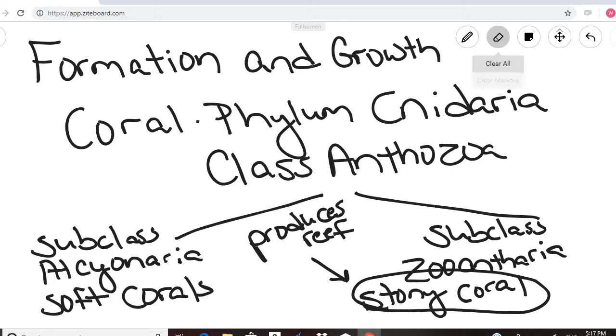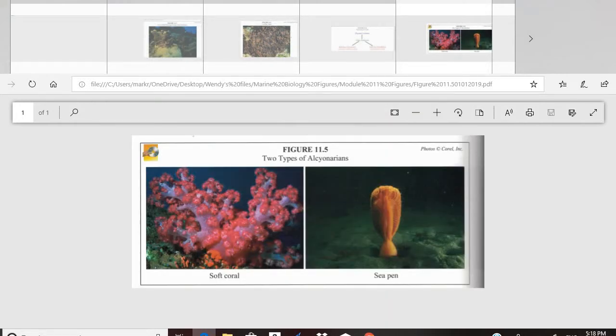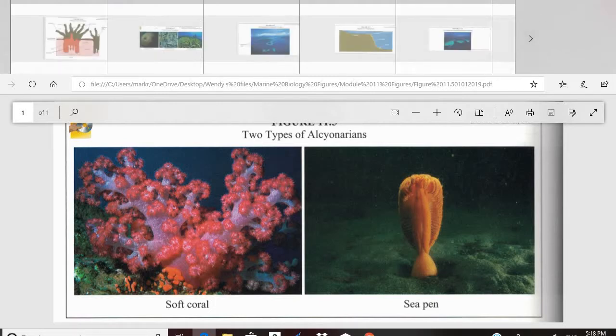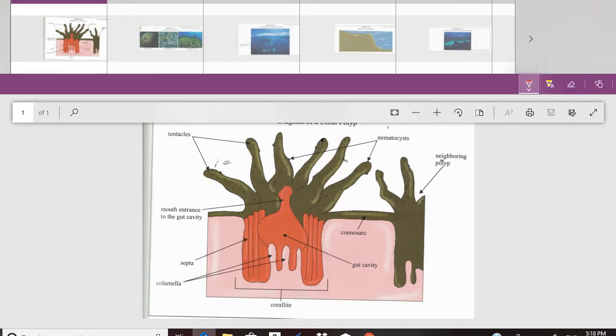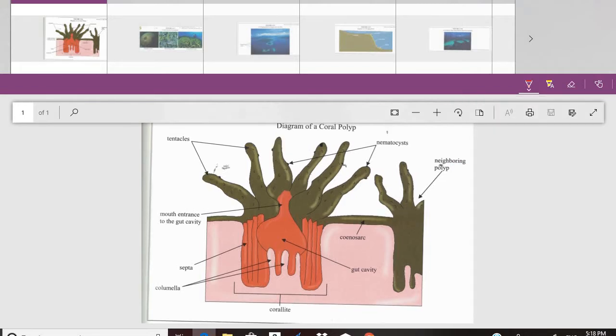Okay, so let's take a look then at a picture. Well, first of all, this is just going to show you some of the types of soft coral. So these are the types of coral that do not produce the reef. And then this is a schematic or a drawing of the stony coral.